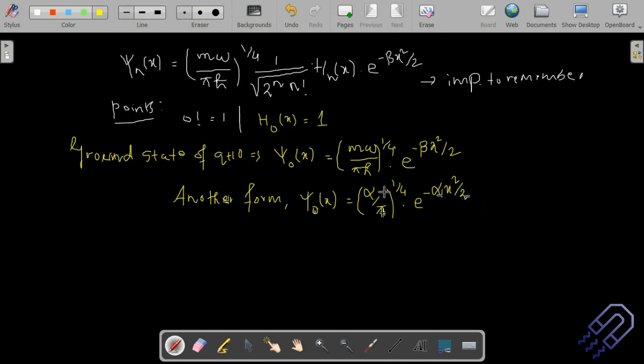Alpha they use a number of times because I've seen, but you can write it down as (beta by pi) e to the power minus beta x square by 2. If you write down alpha here, you should write down alpha here. If you write down beta here, you should write down beta here. That's it. But I'm just writing down the different form. Don't get confused. The ground state, which one you should remember? I think you can remember this. This is more easy to remember. So remember this.